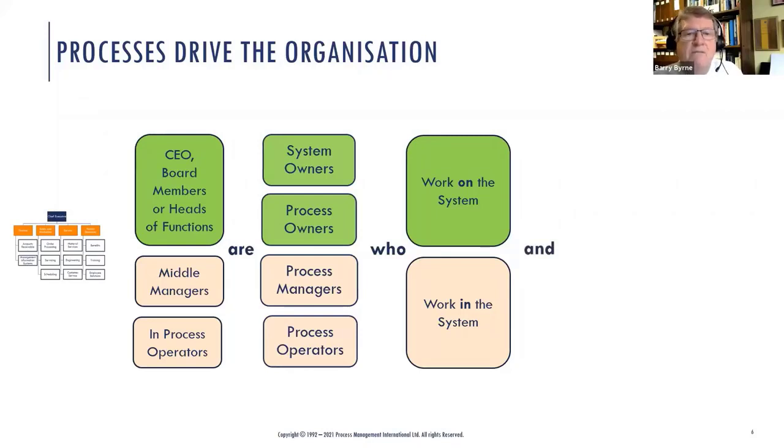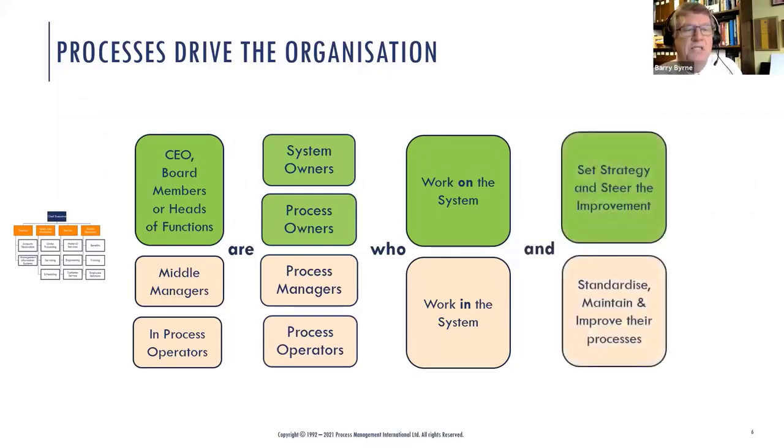Now, the final element to this slide, therefore, is this, that if the CEO, board members, and heads of function work on the system, essentially my expectation of them is that they set the strategy and they steer the improvement at the highest level. As you'll see later, there's an even more base expression that I'll use, but that for now is where we are. Whereas those who work in the system, middle managers, in-process operators, and so forth, their accountabilities are to standardize, maintain, and improve their everyday processes. And it is then that area that I'll be concentrating on.